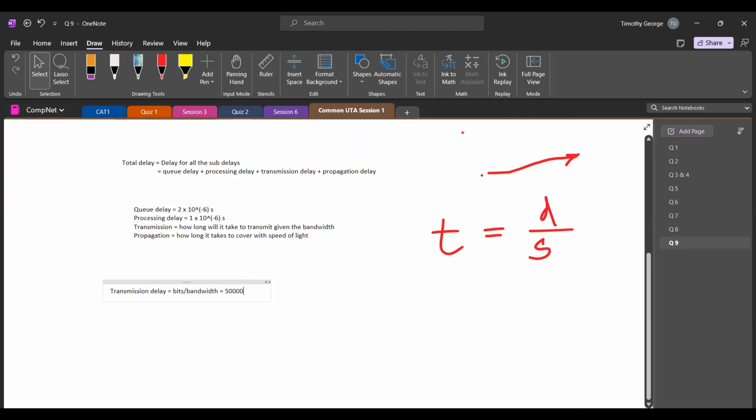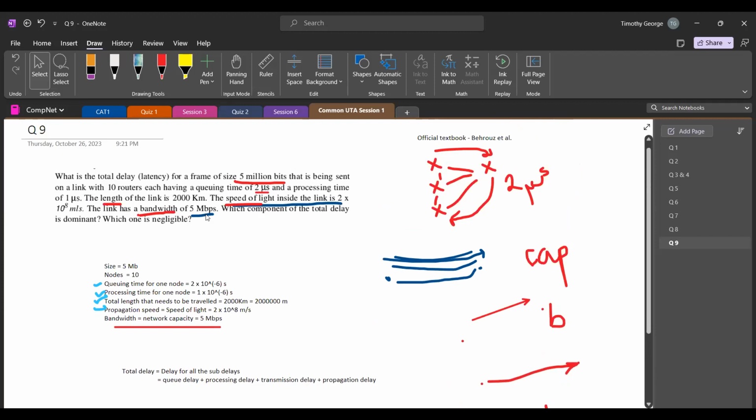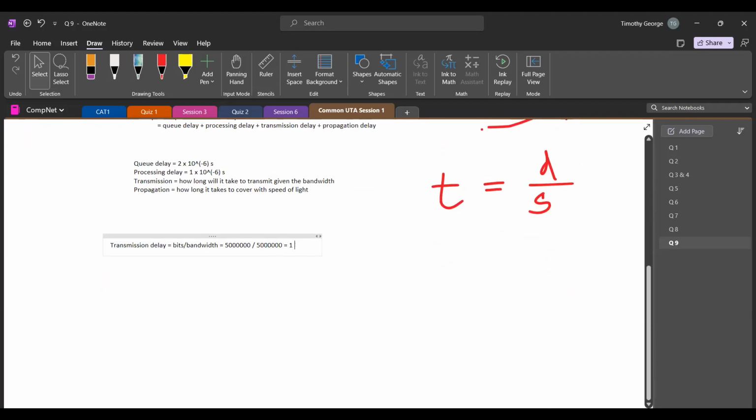Right. So 5 million divided by 5 million, equal to 1. 1 second. So you have 5 million bits. This is in bits. Transmission is also in bits. This is also in bits. So it's 1 second.